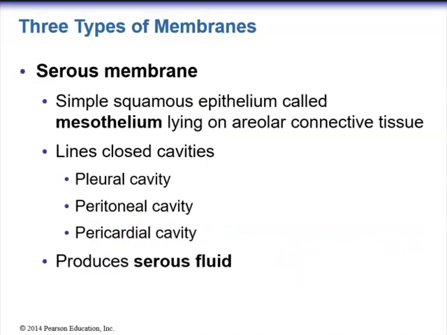The next type of membrane is a serous membrane. A serous membrane is made up of a simple squamous epithelium called mesothelium, lying on areolar connective tissue. Serous membranes line closed cavities such as the pleural cavity, the peritoneal cavity, and the pericardial cavity. This epithelium and this membrane produce serous fluid that goes within the cavity.